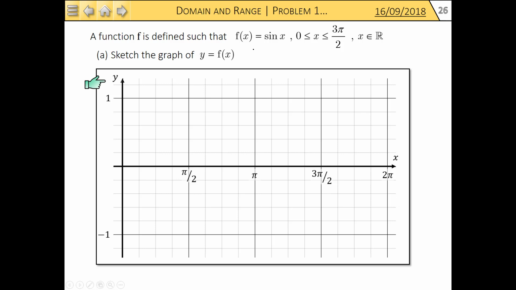So starting with the graph of f of x equals sine x, we're told the domain is x is between 0 and 3 pi over 2, inclusive of both endpoints, and x is a real number. If we think about the graph of sine x, it would normally repeat every 2 pi, but we're stopping at 3 pi over 2, so we shouldn't have any graph that exists past this line here. So drawing the curve, you should have something like this that goes between 1 and -1, and at the endpoints, at 3 pi over 2 and 0, we should have filled in circles because it can take those values.